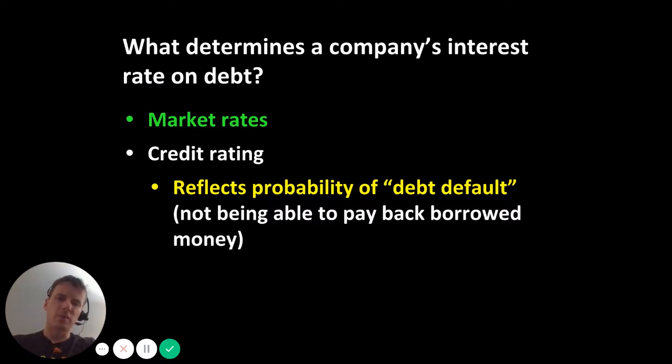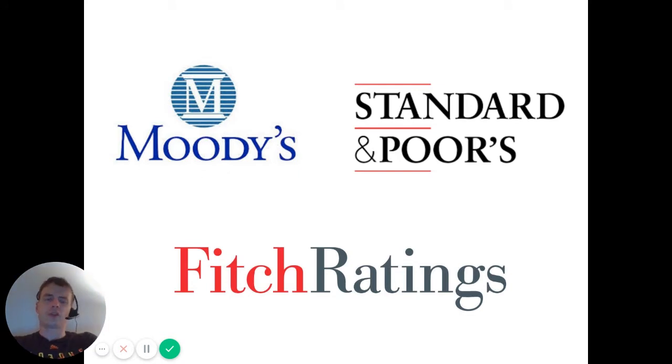So market rates are important for determining a company's interest rate on debt. Another really important piece of what they pay has to do with their credit rating. This is similar to your personal credit score. A credit rating reflects the probability that you will not pay back the money that you borrowed, or that you will default on your debt. So who determines credit ratings? Well, there are three main institutions that do that. They're Moody's, Standard & Poor's, and Fitch.